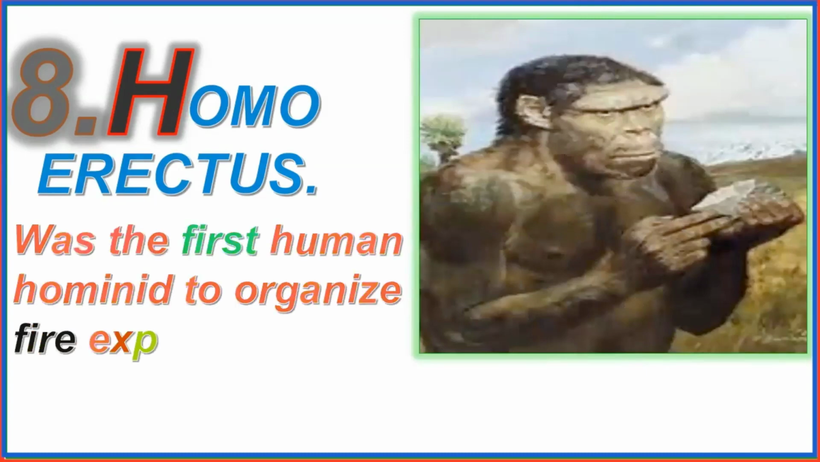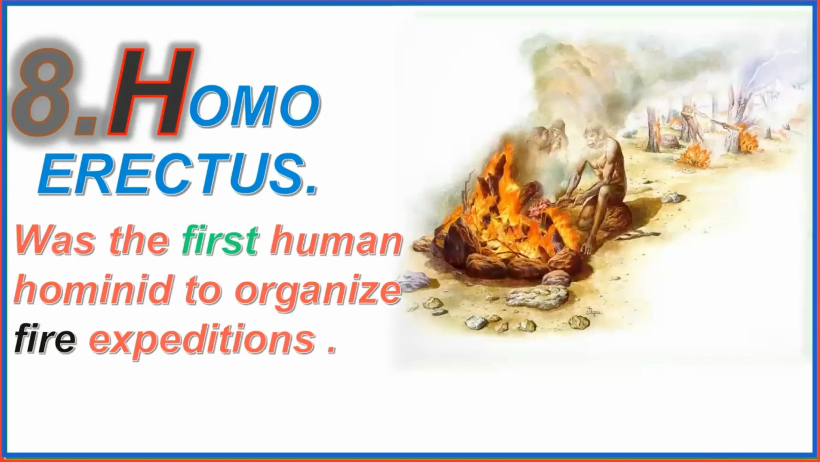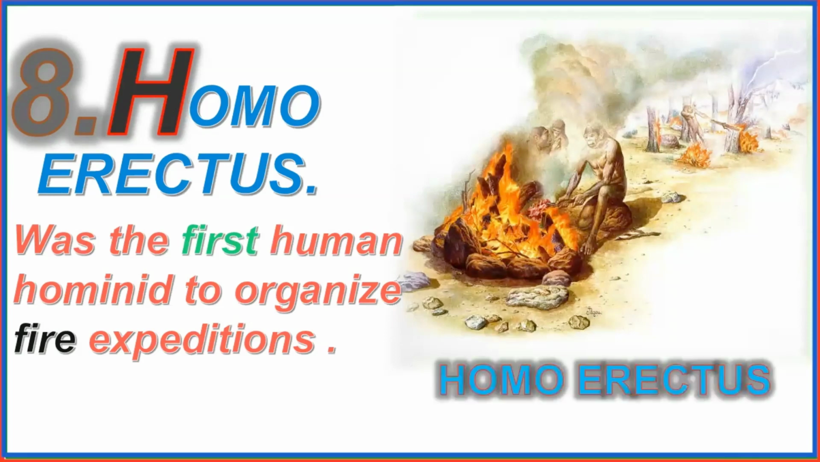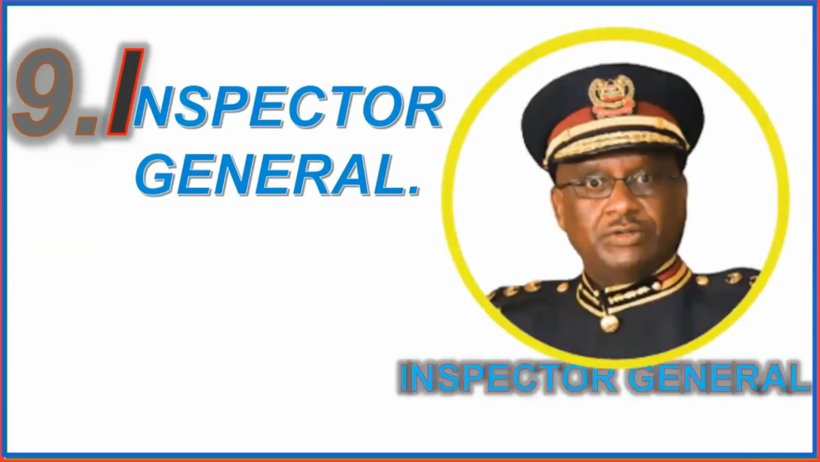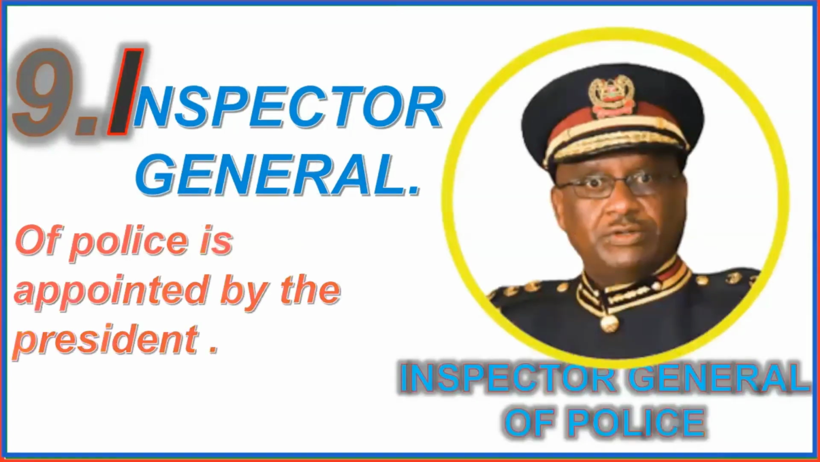H for Homo erectus. Homo erectus was the first human hominid to organize fire expeditions. Homo erectus discovered fire. All right. I for Inspector General of Police. The Inspector General of Police is appointed by the president.